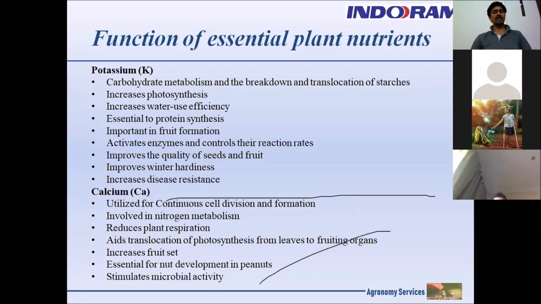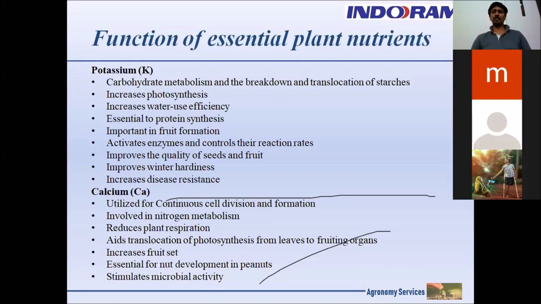The calcium is really important for cell division and involved in nitrogen metabolism. And one more thing about potash is that it is responsible for opening and closing of stomata also. So how much water is going to transpire from the leaf depends on the potassium. If the content of potassium is higher, then the mechanism of closing the stomata is faster.